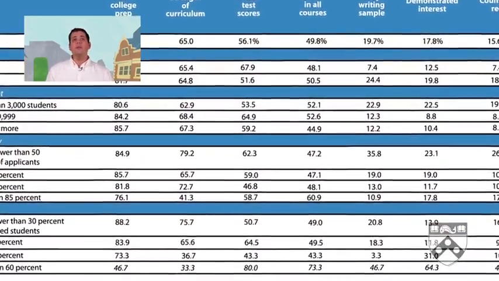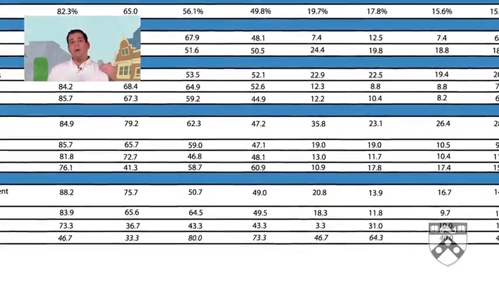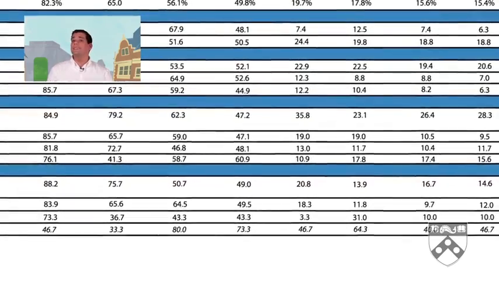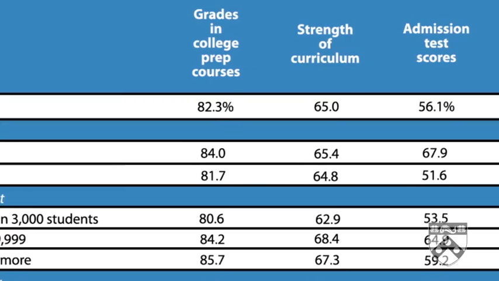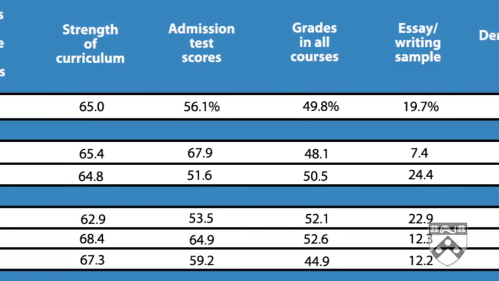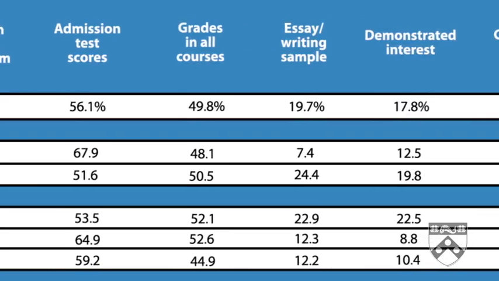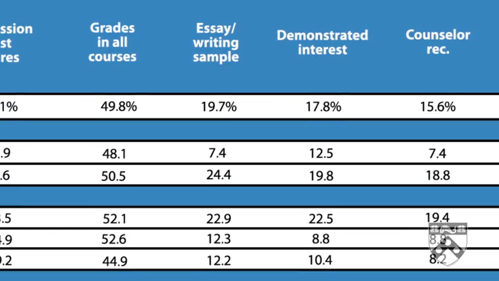In this table, you're going to see the same factors that you saw in the previous slide, but now you're going to see a difference in the university types. I want to draw your attention to the second section for enrollment. You'll notice that smaller schools, schools that have fewer than 3,000 students, in some areas are highly different than the larger schools, the schools with 10,000 or more. As an example, in the column for essay writing sample, you can see that smaller schools placed a considerable importance on the essay almost 23% of the time, where at a school with 10,000 or more, that number drops down to just over 12% of the time.